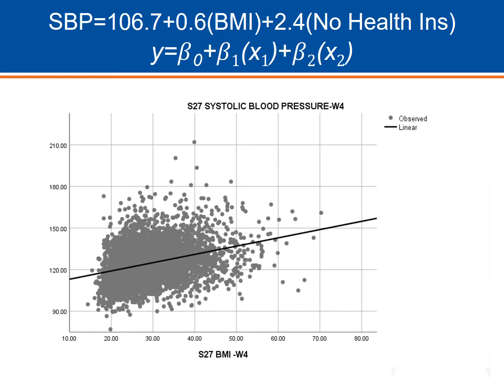In a linear regression, you sometimes get a better fitting line by adding in more variables. This is a second regression line, which includes not only BMI, but whether or not the person has health insurance. So in addition to BMI, not having health insurance is associated with adding 2.4 points to the systolic blood pressure, in addition to BMI.